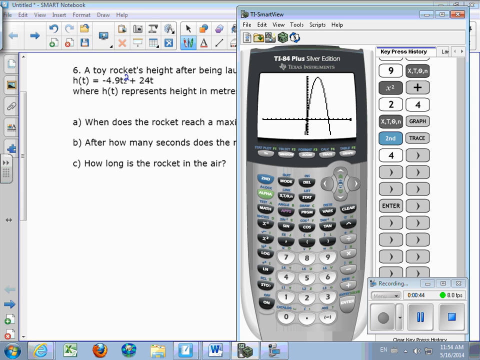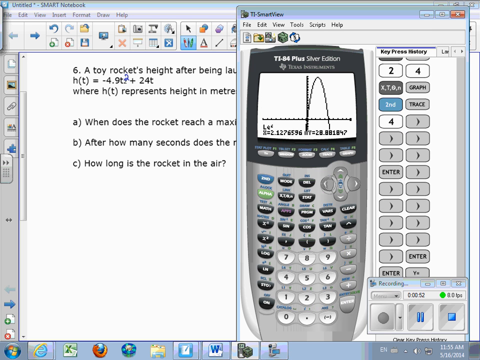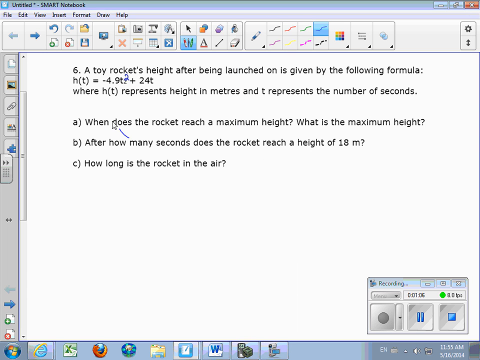In order to find the maximum, or the vertex, we go second trace, and this one happens to have a maximum, so we choose number 4. I want to be just to the left of it, hit enter, then I take the cursor to the right, hit enter, and then hit enter, and it will give me a maximum at x equals 2.45 and y equals 29.39.